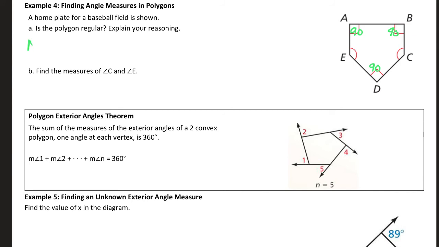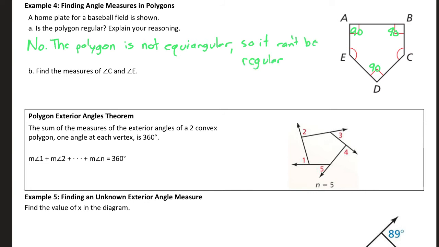So we would say, no, the polygon is not equiangular. Okay? It is not equiangular, so it can't be regular. And a quick explanation of that, thinking about our formula, it's a 5-sided shape. So 5 minus 2 is 3 times 180, that would mean this sum would be 540.